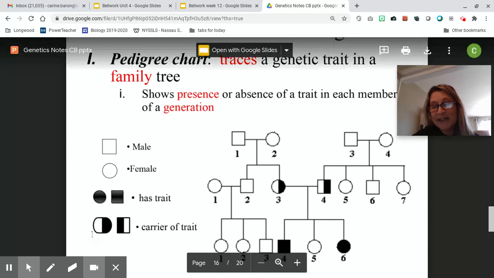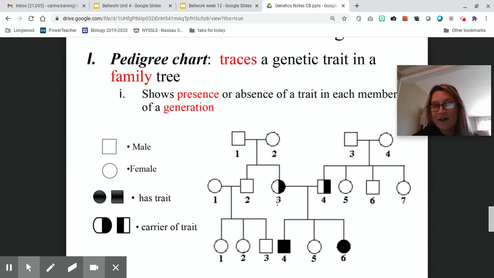If the person is what we call a hybrid, or is going to be now a new word called a carrier of a trait, they are heterozygous, which means two different. We're going to shade in half of the circle or half of the square. So that shows us carriers. Again, that means that they're carrying the trait, but their phenotype does not show.